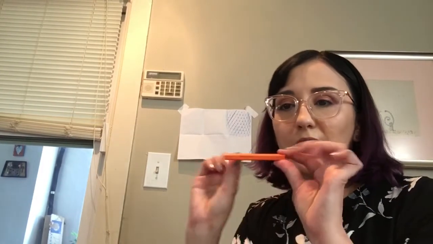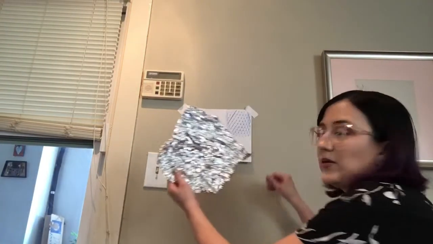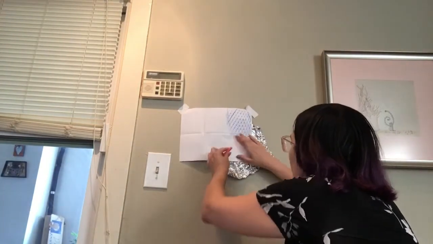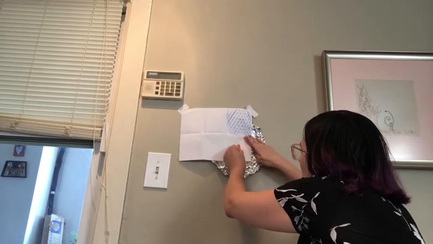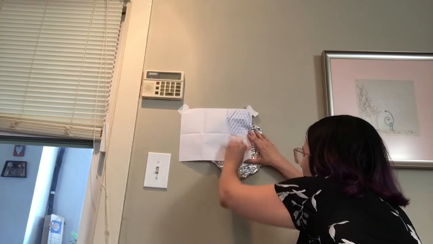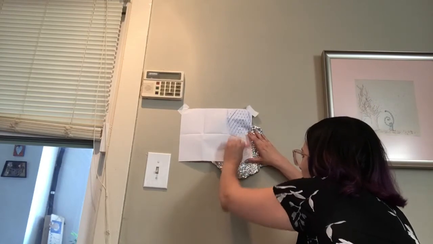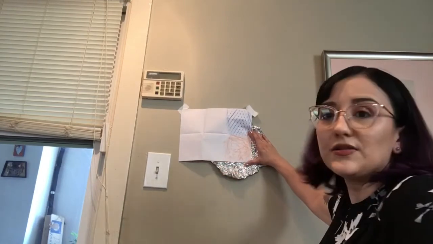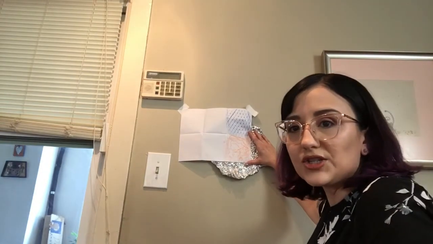Let's try a different one in a different color. So I take my orange color stick. I'm gonna try it with my aluminum foil this time. Put that under there. And then you see I get a slightly different texture.